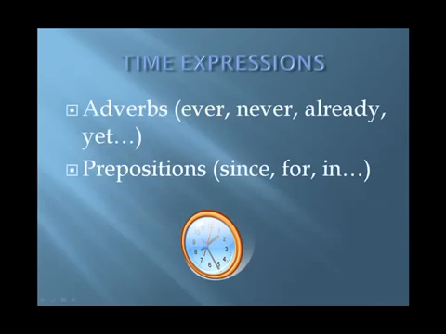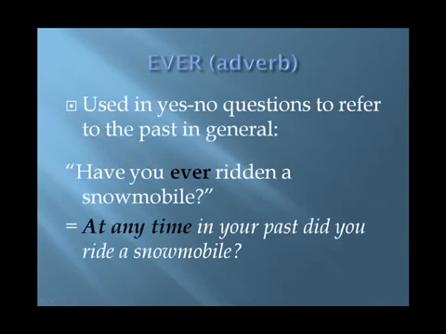The two main kinds of time expressions that we'll look at are adverbs and prepositions. Let's look at the most common ones first. The adverb ever is used in yes-no questions to refer to the past in general. Example: have you ever ridden a snowmobile? Meaning, at any time in your past, did you ride a snowmobile?